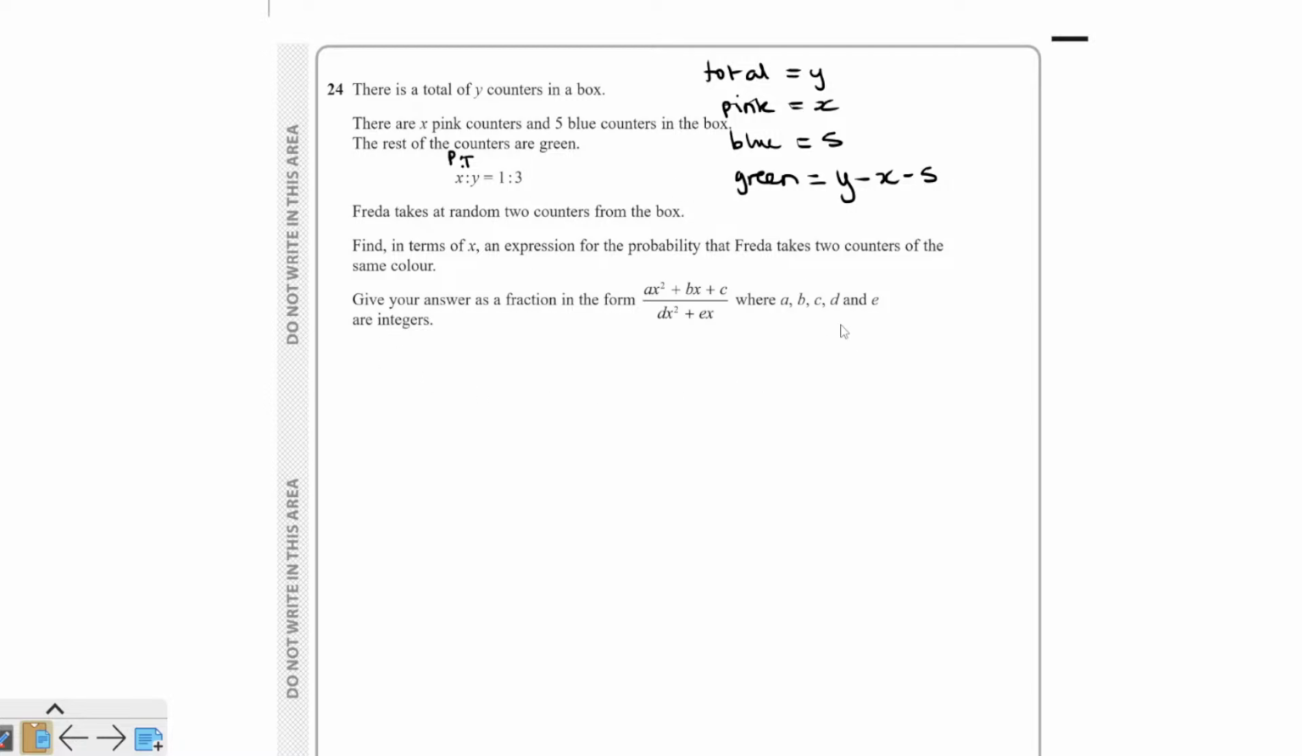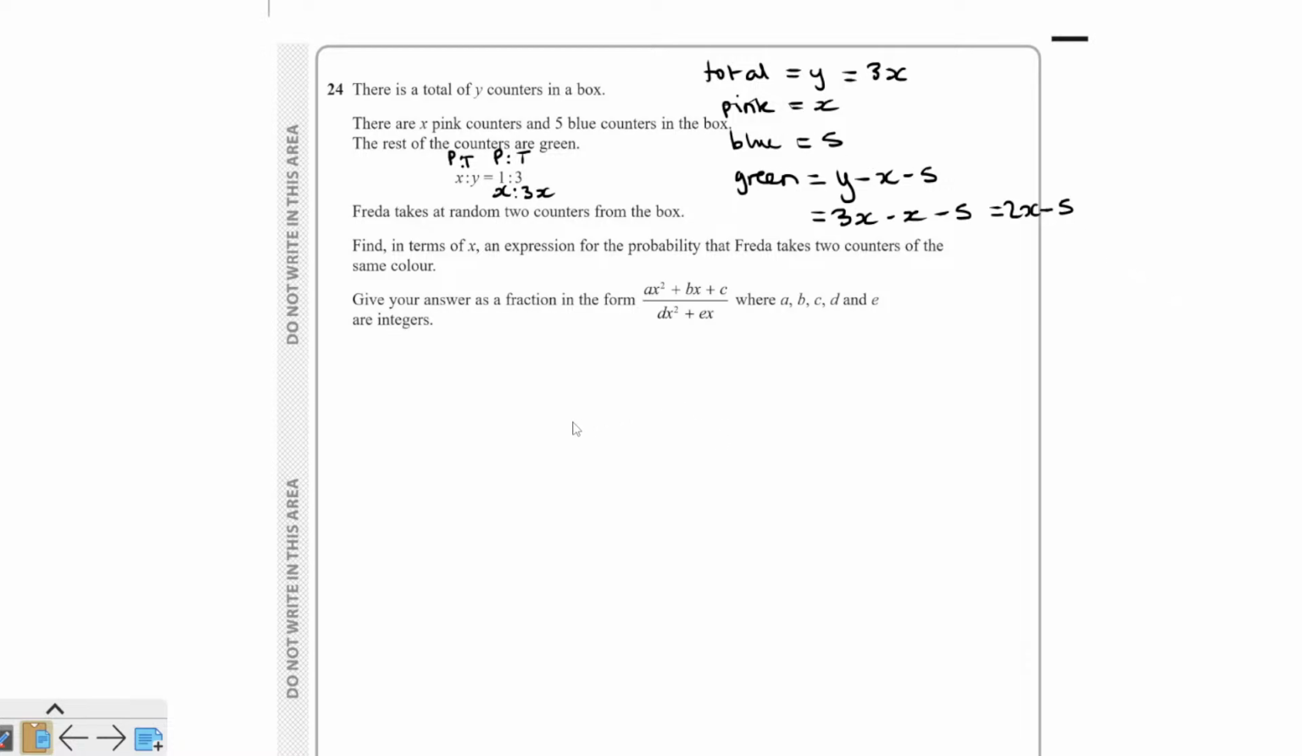So I'm going to do that now before I even worry about my tree. So we've said pink to the total is 1 to 3. So if pink is x, do you see how the other side would be 3x? Like the total could be written as 3x instead of y. So where I put total as y, I can also write that as 3x. And then here, let's do the same with the green. That would be 3x minus x minus 5, which obviously we can collect the like terms, becomes 2x minus 5. So now everything is in terms of x, or the blue is obviously just a number.